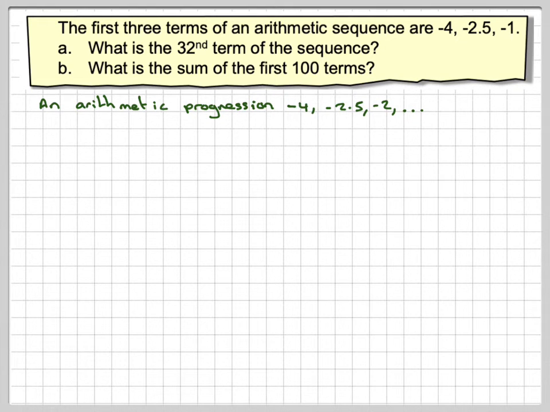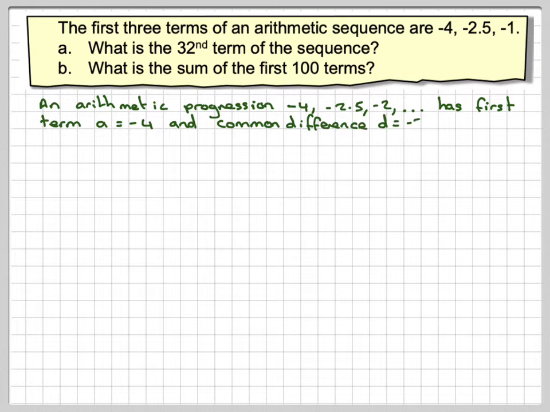-4, -2.5, -1, has the first term of -4 and the common difference, d, which will be the second term, which is -2.5, minus the first term. So be careful, we've got negatives here. So -2.5 minus -4 gives you 1.5. So actually, this sequence is increasing.